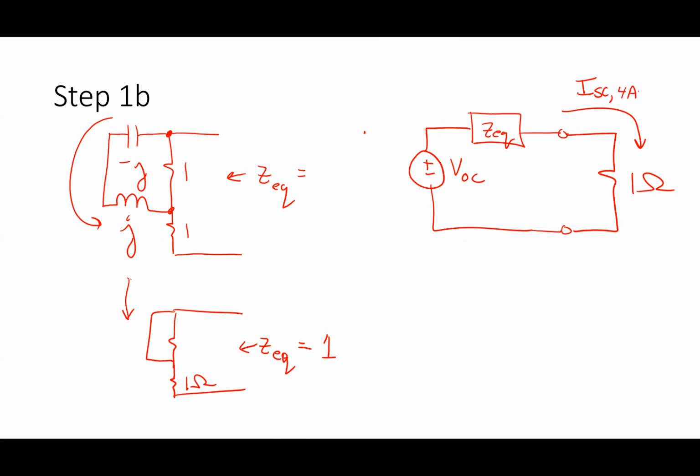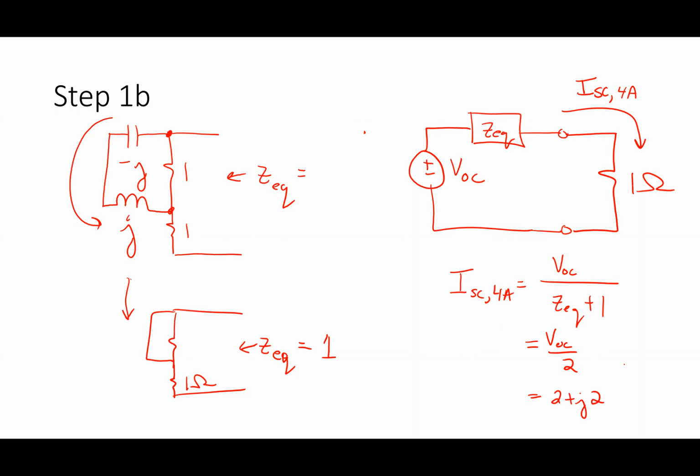Which would be what, based on what I just showed right there? I short circuit 4 amps would be VOC divided by ZEQ plus 1, which is going to be 2. Now I have I short circuit 4 amps, and if I do the math on this, it works out to be 2 plus J2.